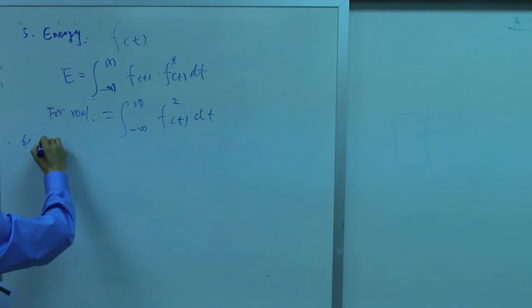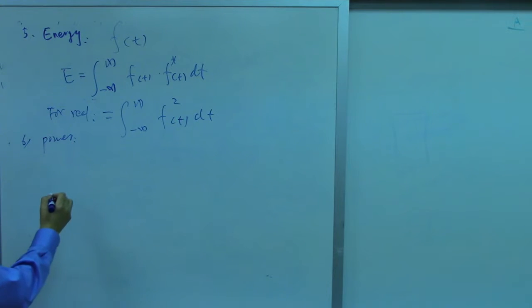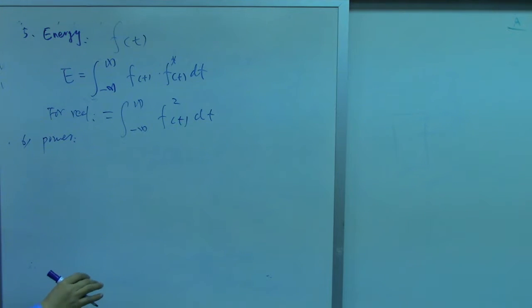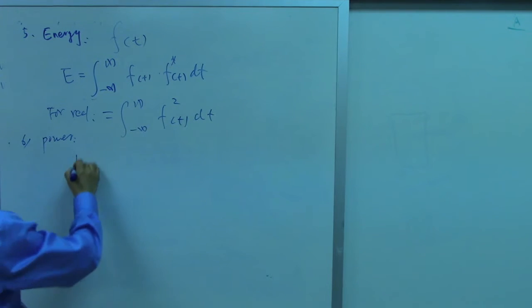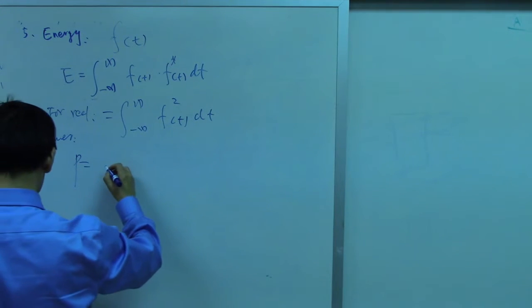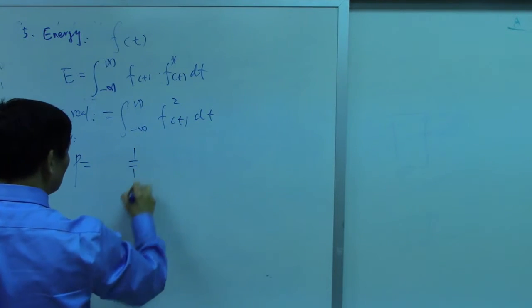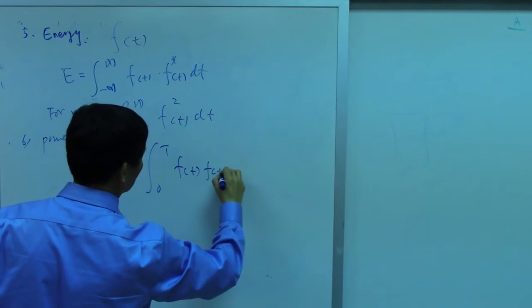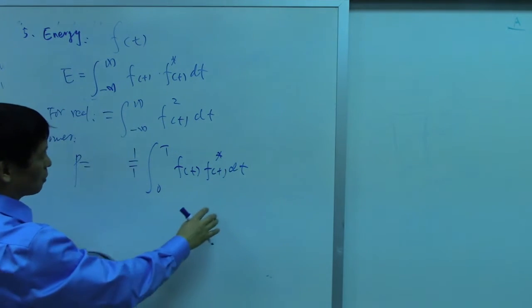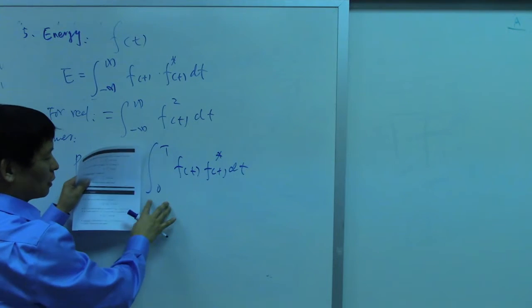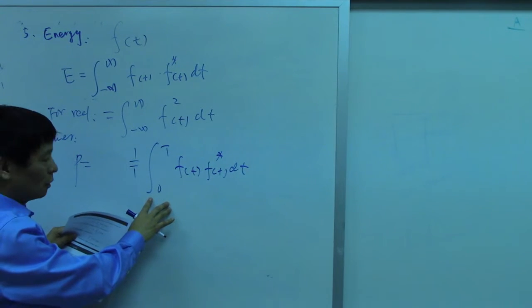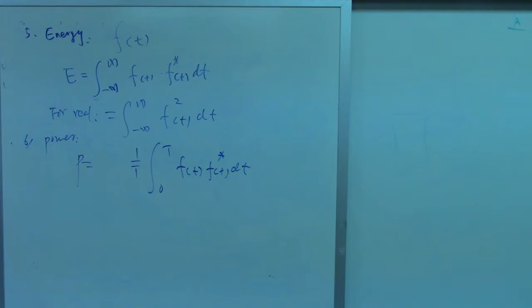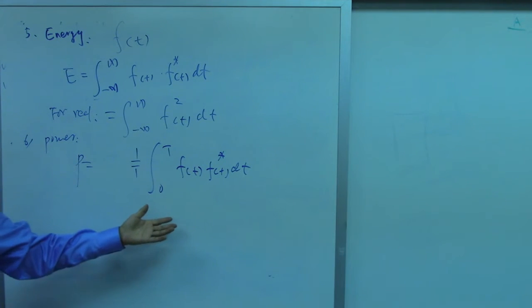Next is the power. The power is related to energy, right? Power is defined as the energy per unit time. This power P will be equal to 1 over T, then the integral from 0 to T of f times its complex conjugate dt. This part is the energy, right? Over some period, and then divide by T. Okay, so this works for a periodic signal.